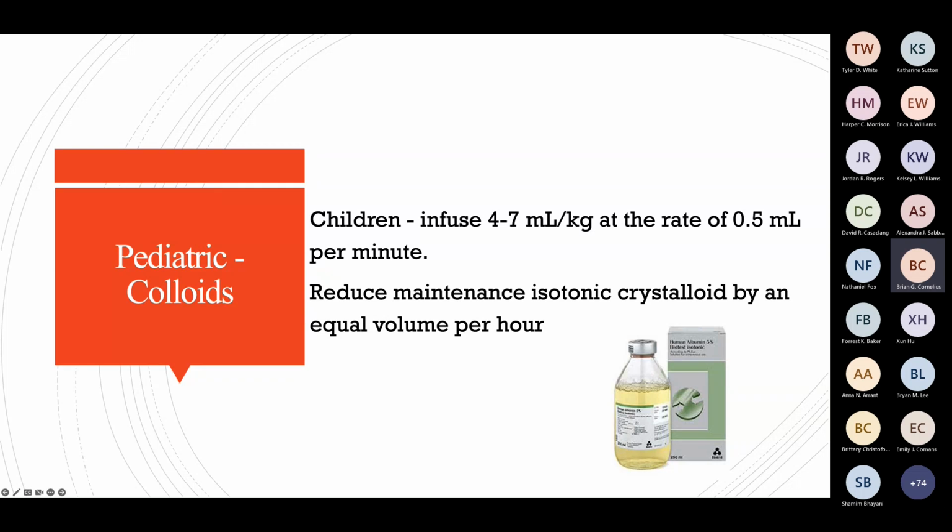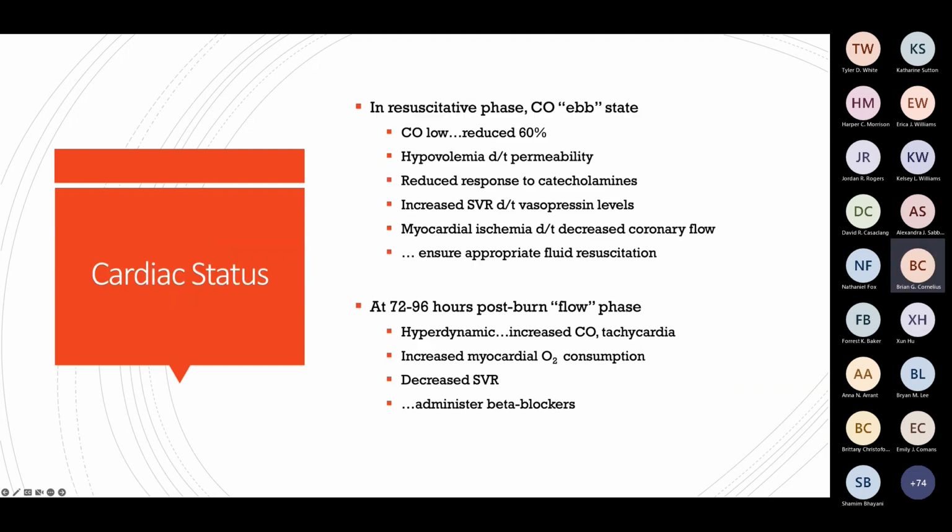For adults, this isn't quite as important because they're generally not getting quite as much albumin and they're getting a very large volume of crystalloid. Pediatric patients tend to be a little bit more prone to being fluid overloaded quickly. So that's why you want to try and trade one for the other.